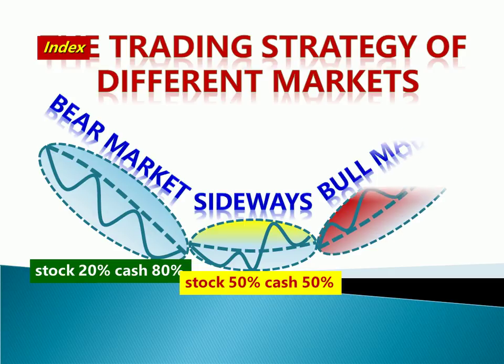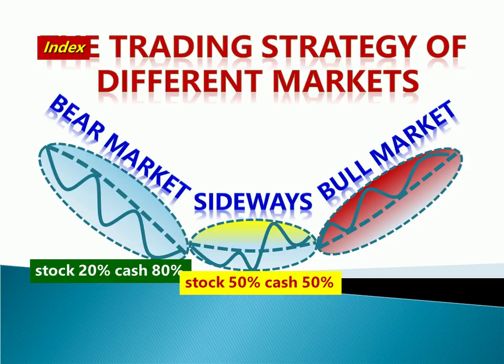Then if the market is in a bull market, how to judge? In a bull market, you should hold 80% stock and only 20% cash. Why? Because if the market is strong, whichever stock you buy, maybe you have an 80% possibility to make a profit. Okay, so you should remember this trading strategy.